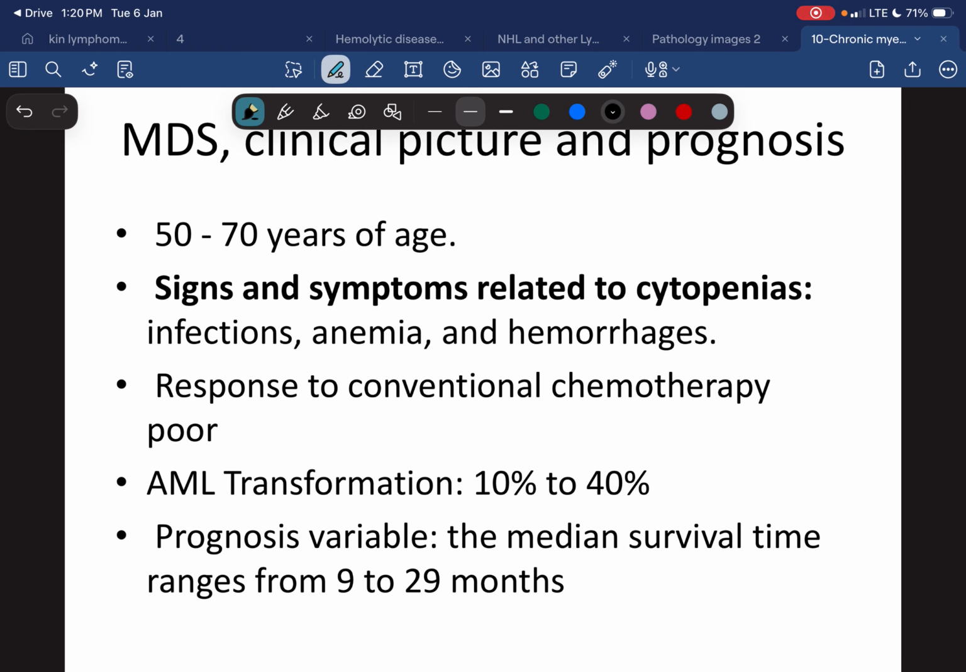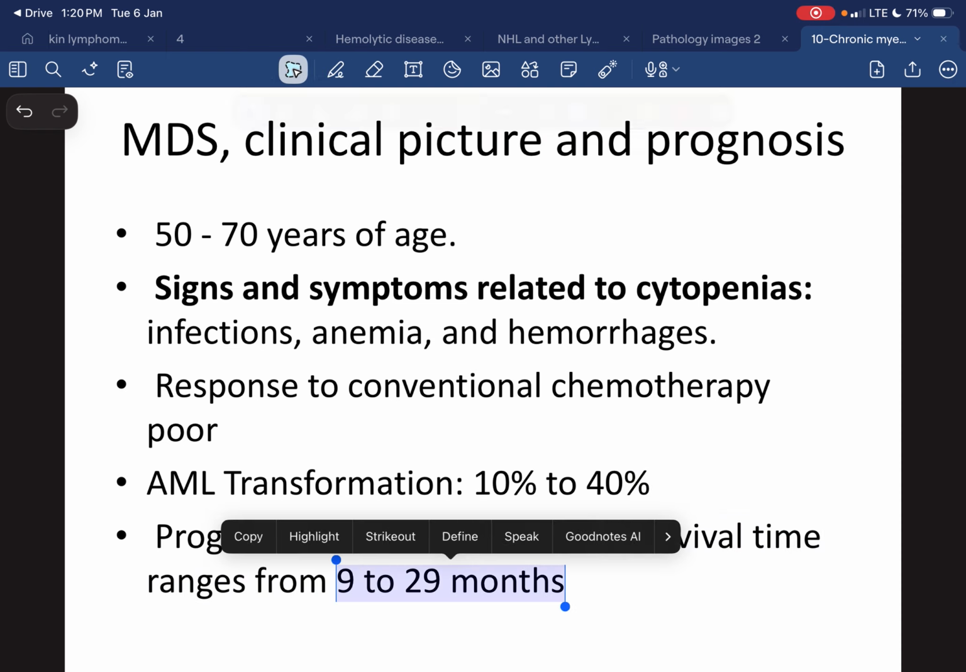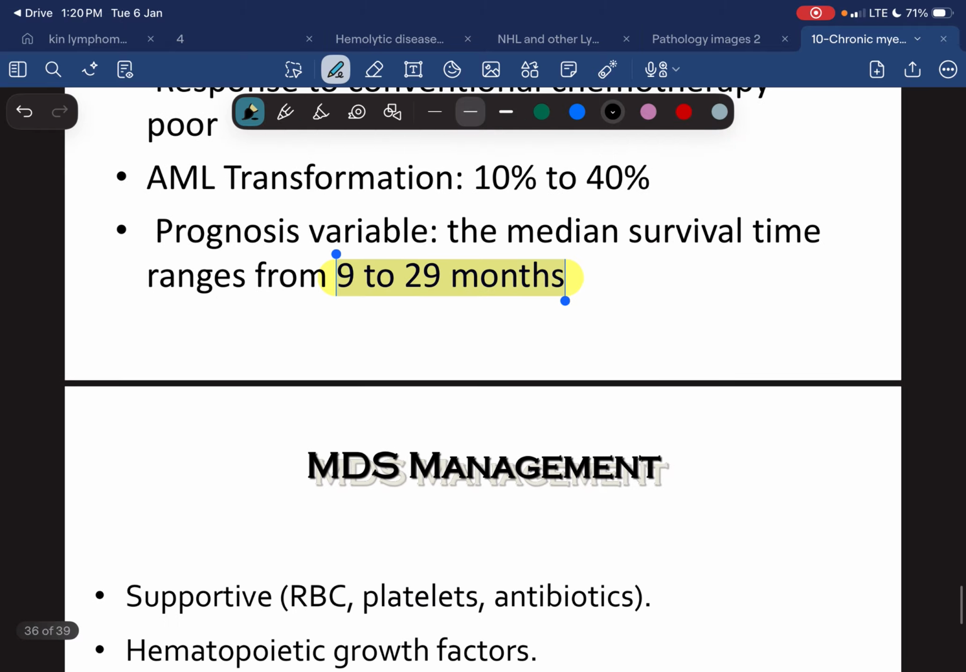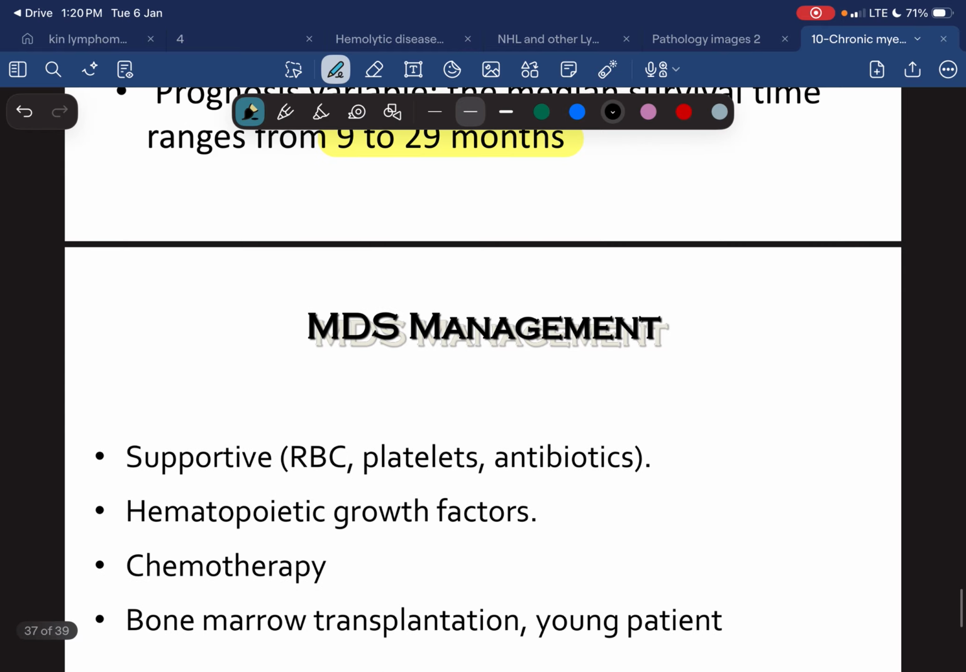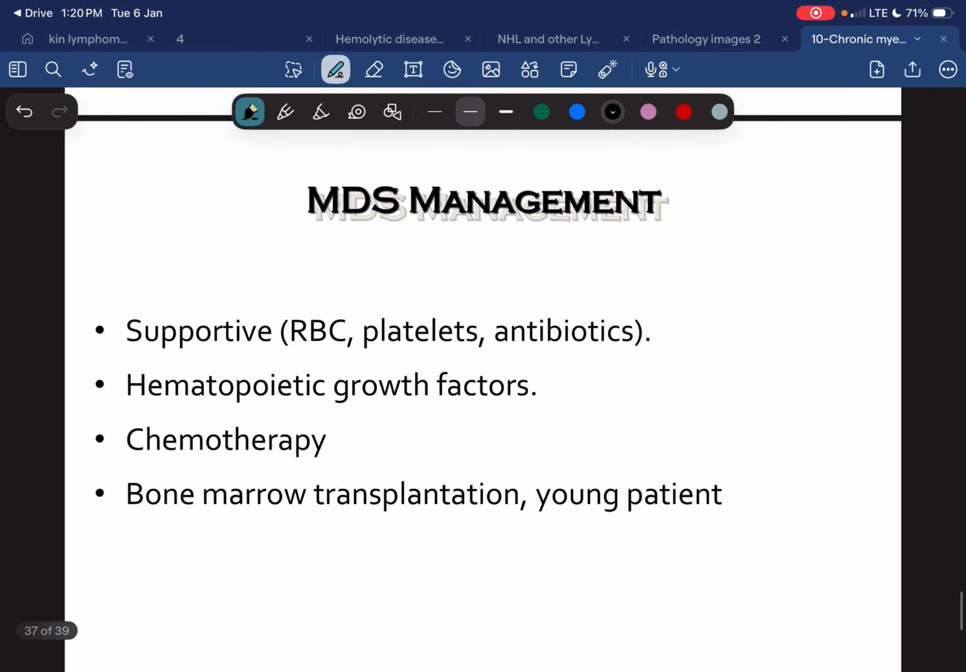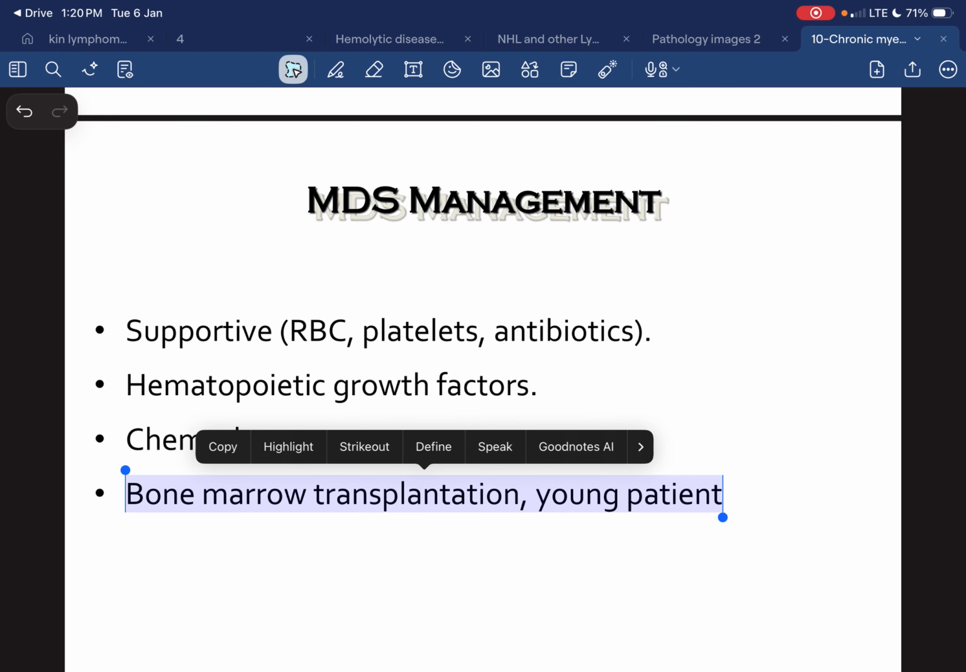The risk of transformation to AML is high, from 10 to 40%. The prognosis is variable, with maximum survival time up to 29 months. Supportive treatment for the symptoms, with chemotherapy or bone marrow transplantation. This is for young patients because this procedure, the transplantation, can't be tolerated by older patients.